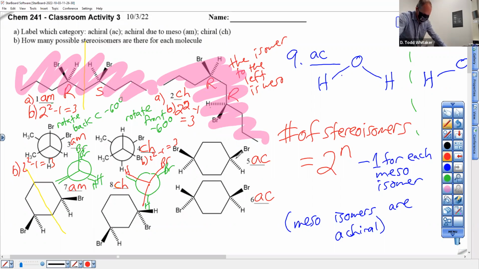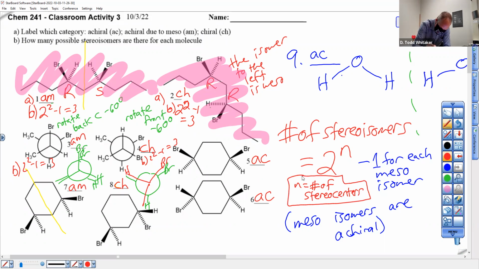N is the number of stereocenters? Yeah, oh yeah, I never explained n. N equals number of stereocenters. I'm glad you asked that. So in all my molecules here, I picked 2 stereocenters. So 2 to the 0 equals 1, and there's the answer. I love it. And you're looking at it. How do you like that?